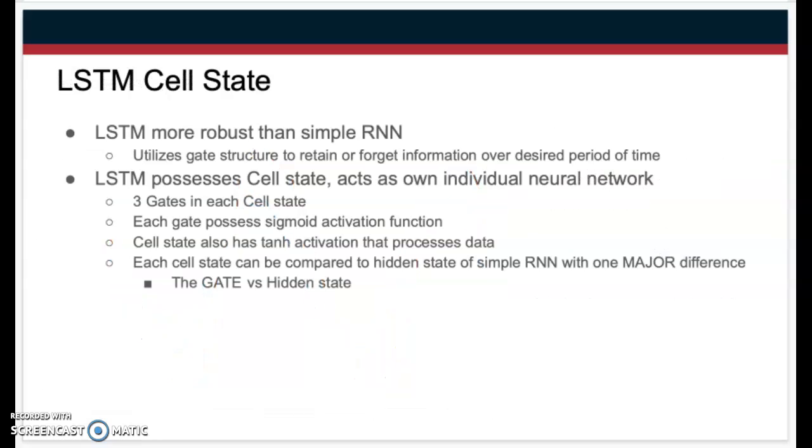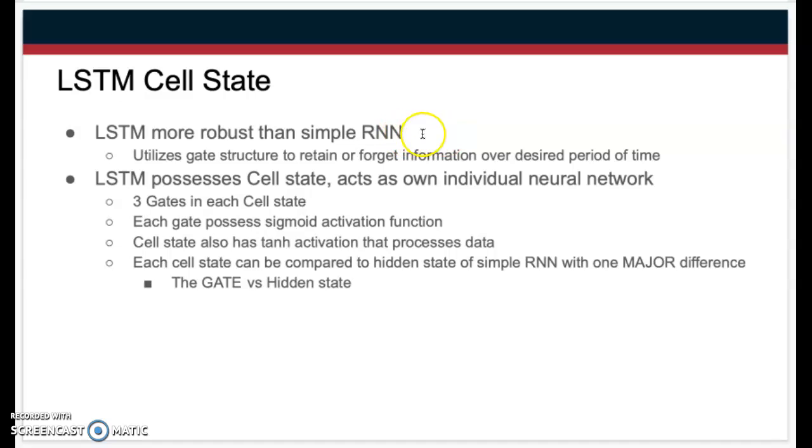So now let's talk about the LSTM cell state and how this can maybe improve on the simple RNN, or the vanilla RNN model, in terms of getting those predictions a little bit more accurate to the actual values. What is LSTM? It stands for long short-term memory. It's more robust than the simple RNN. It utilizes a gate structure which allows us to retain or forget information over a long period of time. And that's really important because a simple RNN only learns what is most recently processed.